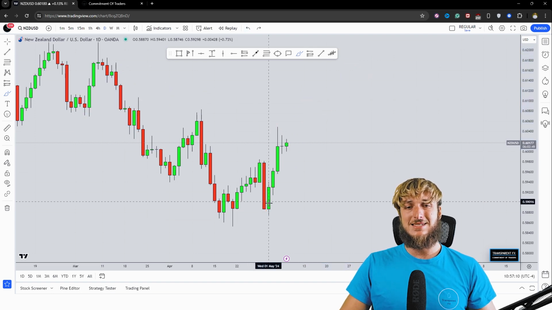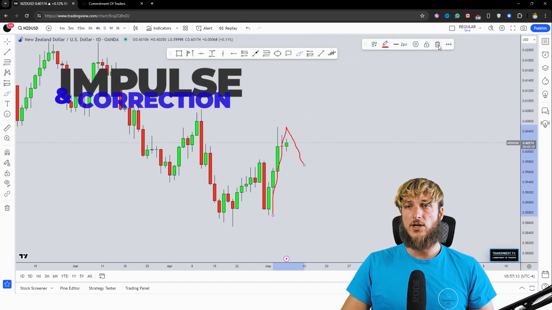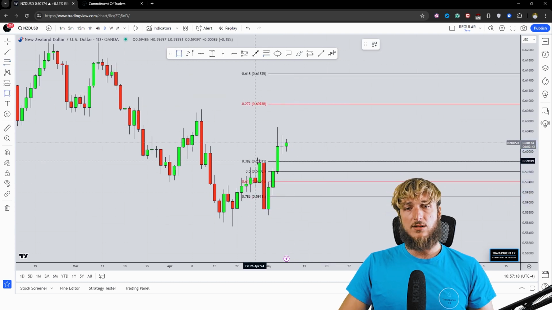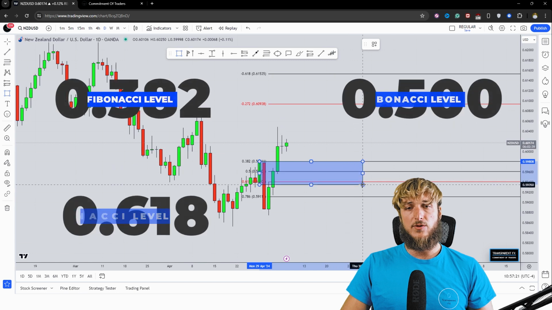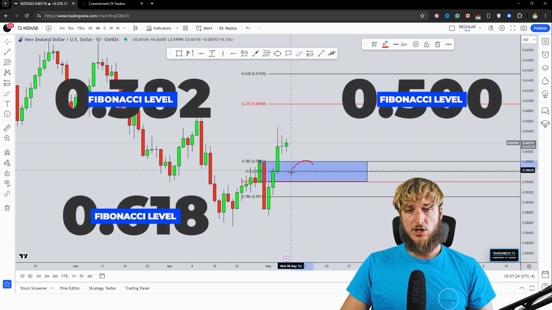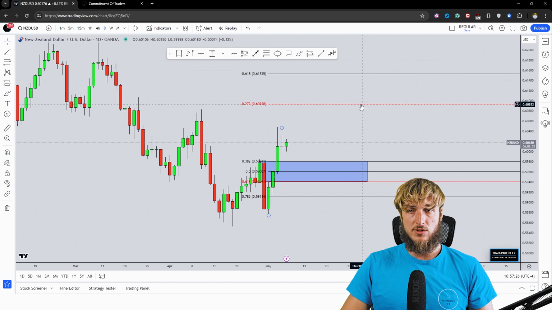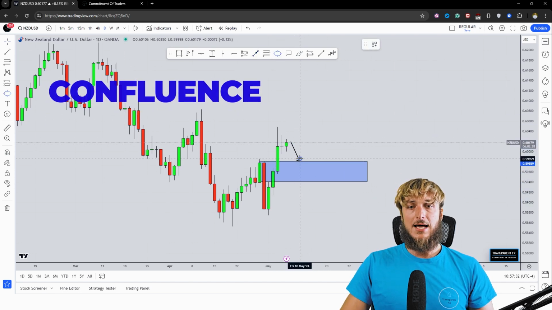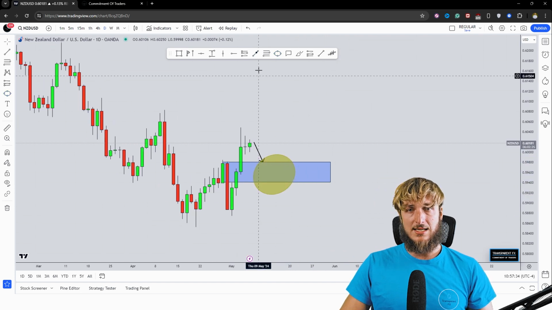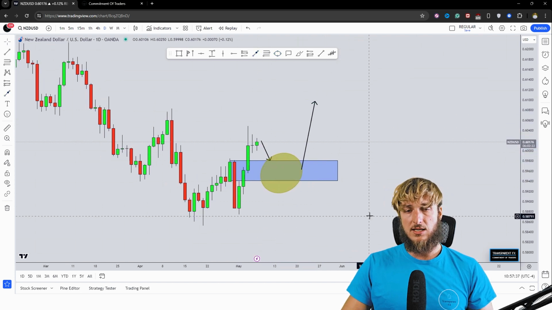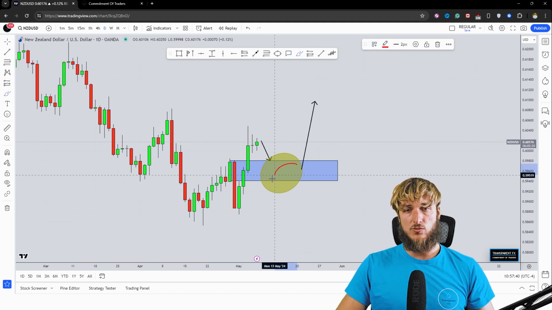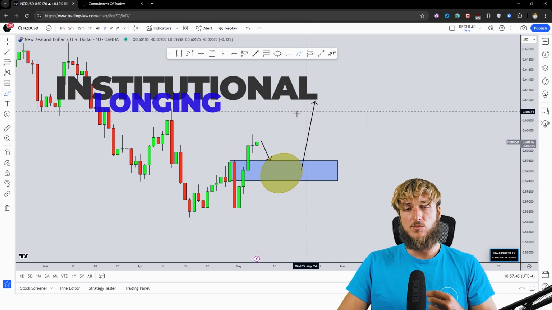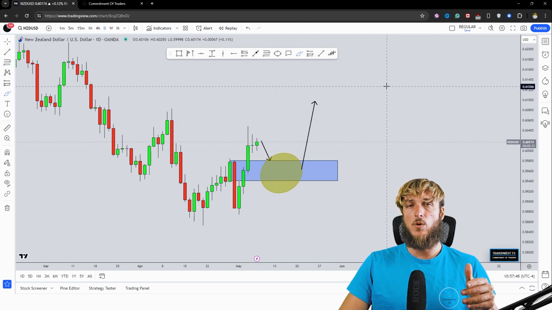We can also notice that since we have an impulse, if we want to measure the correction after an impulse, we have to take our Fibonacci from the low to the high of the impulse leg. And if we do that, we can notice how we have the 0.382, 50% and 0.618 Fibonacci retracements lining up exactly inside of this area, therefore creating a confluence of support inside of this zone that we could in fact expect this market to want to test and then to reject to the upside. And keep in mind that inside of a confluence of support zone, you would expect to see more institutional longing, which at that point would further increase the probabilities of a potential push higher away from the level.